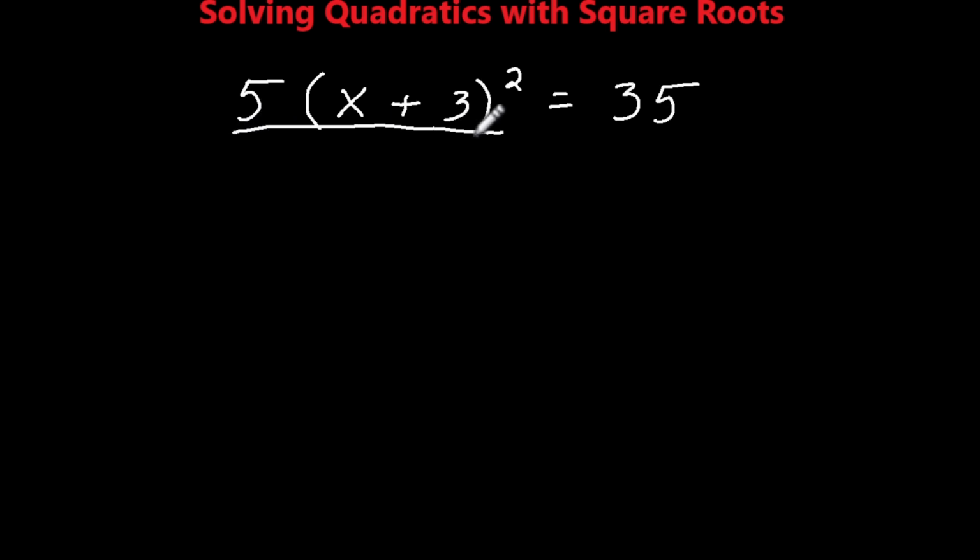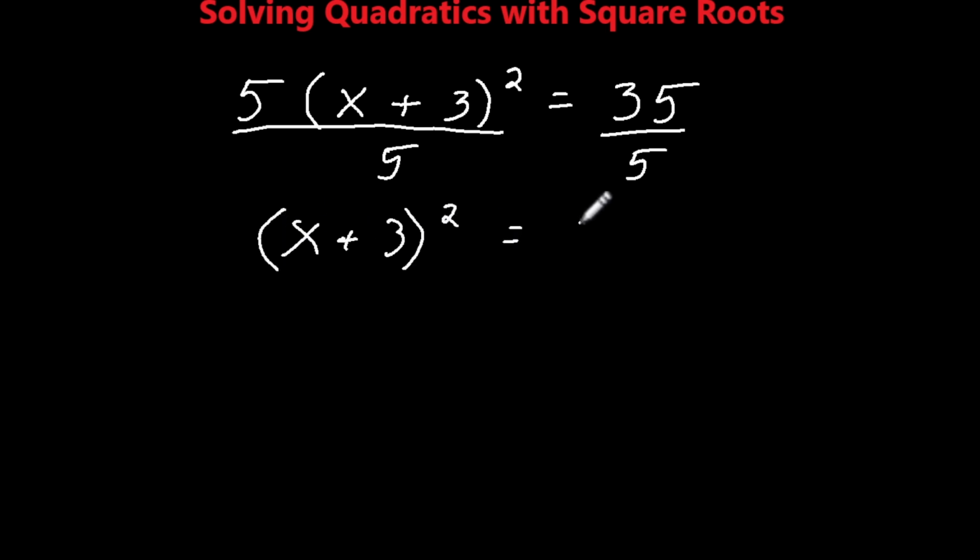So first, I'm going to divide both sides by 5. And then I'm going to get x plus 3 squared equals 7. Right here at this point, you're saying to yourself, well, if I take the square root of both sides, I'm going to have the square root of 7, and square root of 7 is not a perfect square.